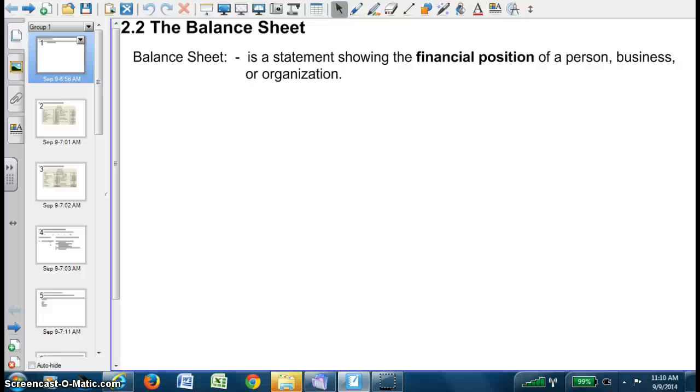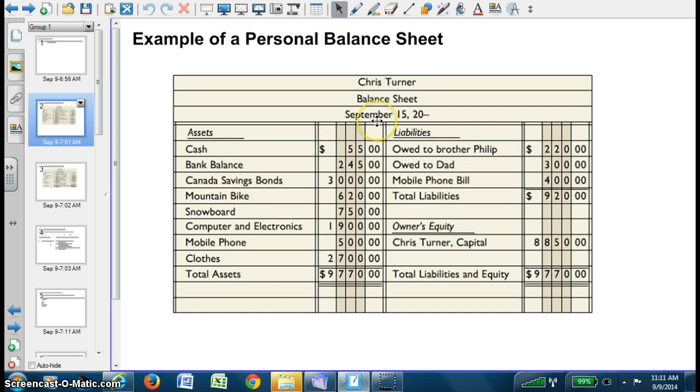So in today's lesson, we're going to be talking about the balance sheet, which is section 2.2 of chapter 2. The balance sheet is simply a statement that shows the financial position of a person, a business, or organization. If we take a look at a personal balance sheet, this is the example in the textbook of this particular individual, Chris Turner. They list all their assets, all the stuff they own, then they list all the stuff that they owe, and then they calculate the owner's equity. And notice how their total assets also is equal to their total liabilities and equity added together.